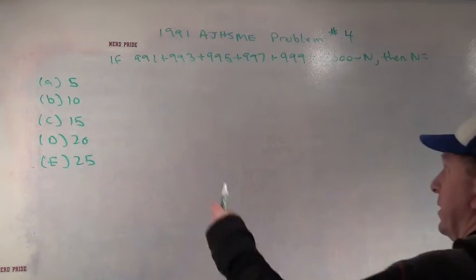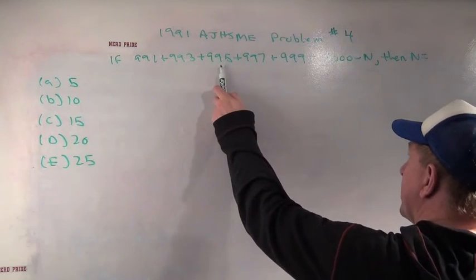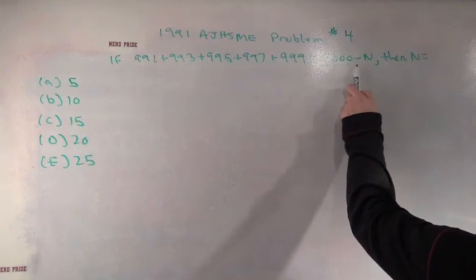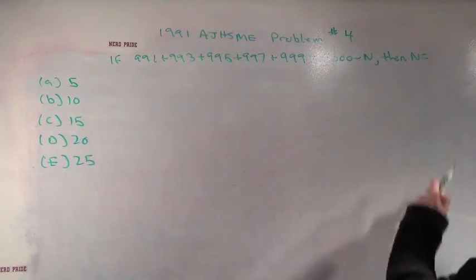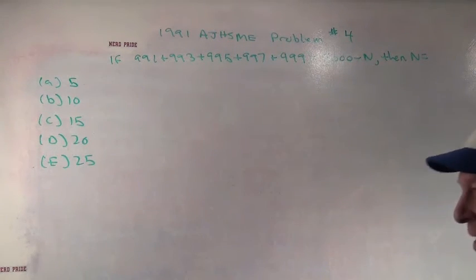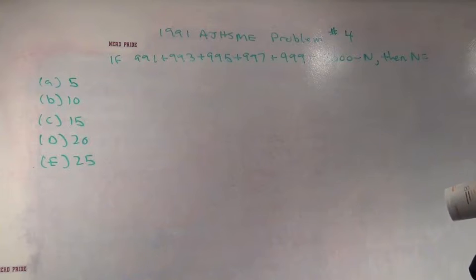If 991 plus 993 plus 995 plus 997 plus 999 equals 5,000 minus n, then n equals 5, 10, 15, 20, 25. Well, that's interesting. The choices are very straightforward here. And so, hopefully there's a really easy way to do this problem.